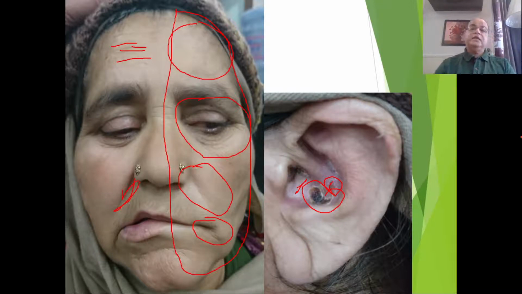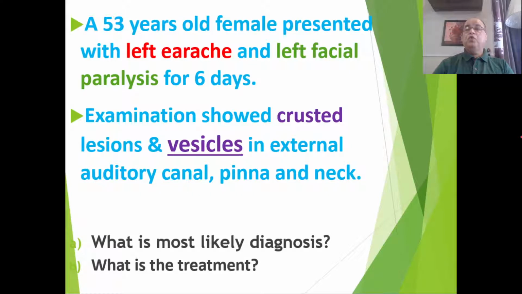So let's see what the history of this patient was. She was 53 years old, female, presented with left earache and left facial paralysis for the last 6 days. On examination, as I showed you, there were crusted lesions and vesicles in the external auditory canal, pinna, and the neck. So what is the most likely diagnosis? Because the problem has been there for 6 days, she is already in the healing phase. So that's why we see some crusted lesions, some healed lesions already.